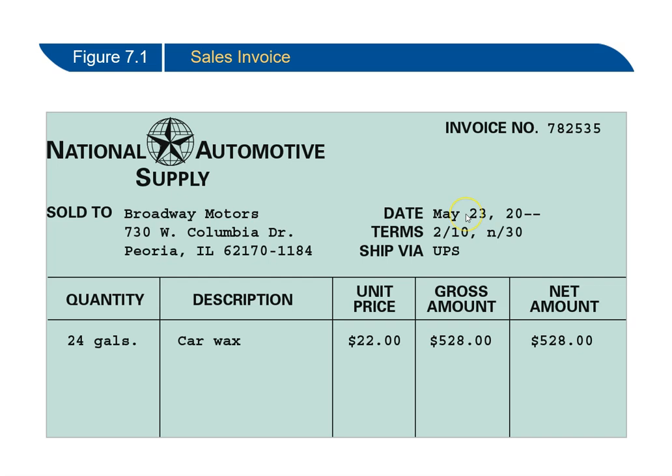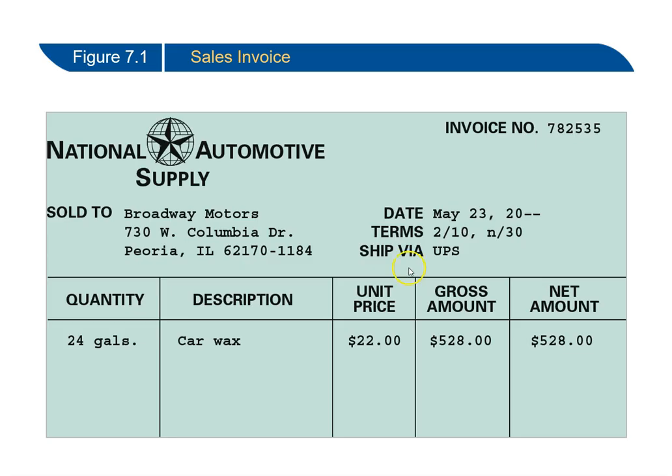So the date is generally the date that the goods were shipped. In this case, let's say they were shipped on May 23rd, and we're assuming it's this year, so 2025. Here we have terms, and it says 2/10 N/30.